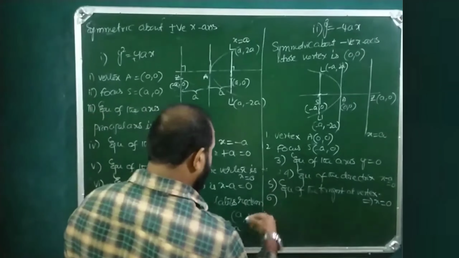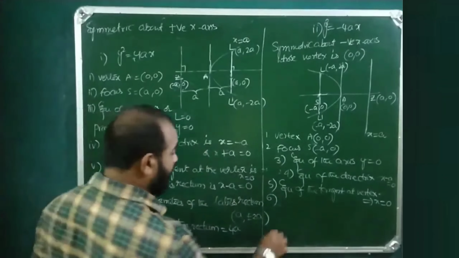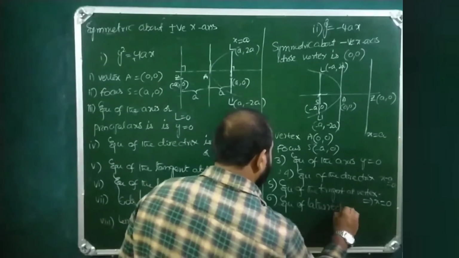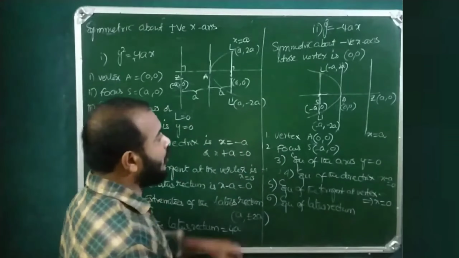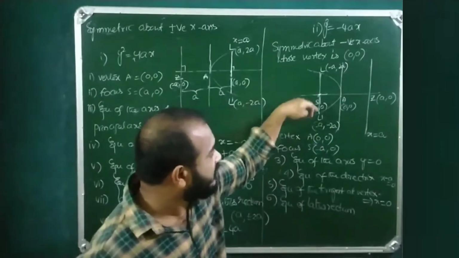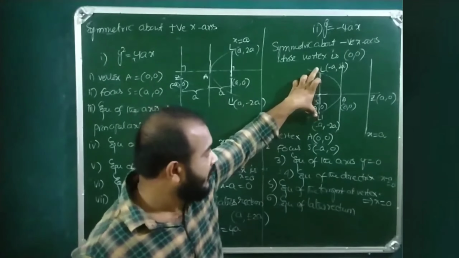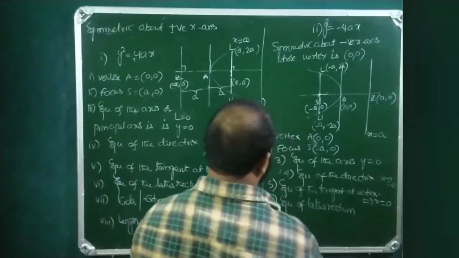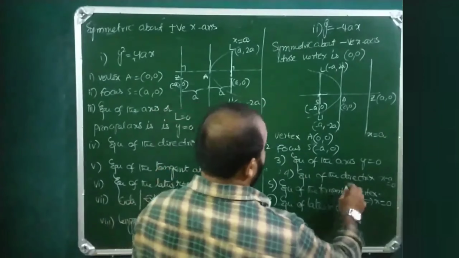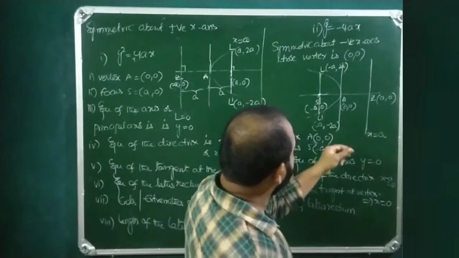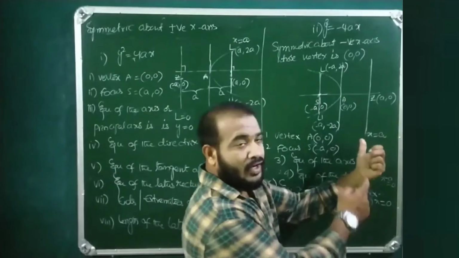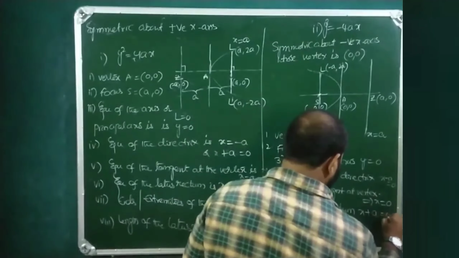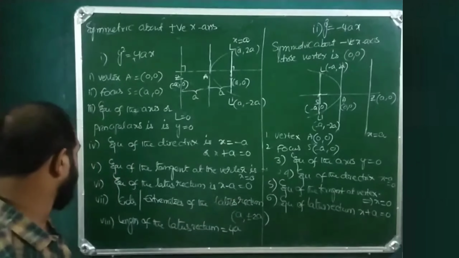And the sixth point is equation of the latus rectum. So L dash is the line, and what is the equation of this latus rectum? x equals minus a. This line is at a distance of a units, but on the negative x-axis, therefore x equals minus a or x plus a equals 0. Here it is x minus a equals 0.